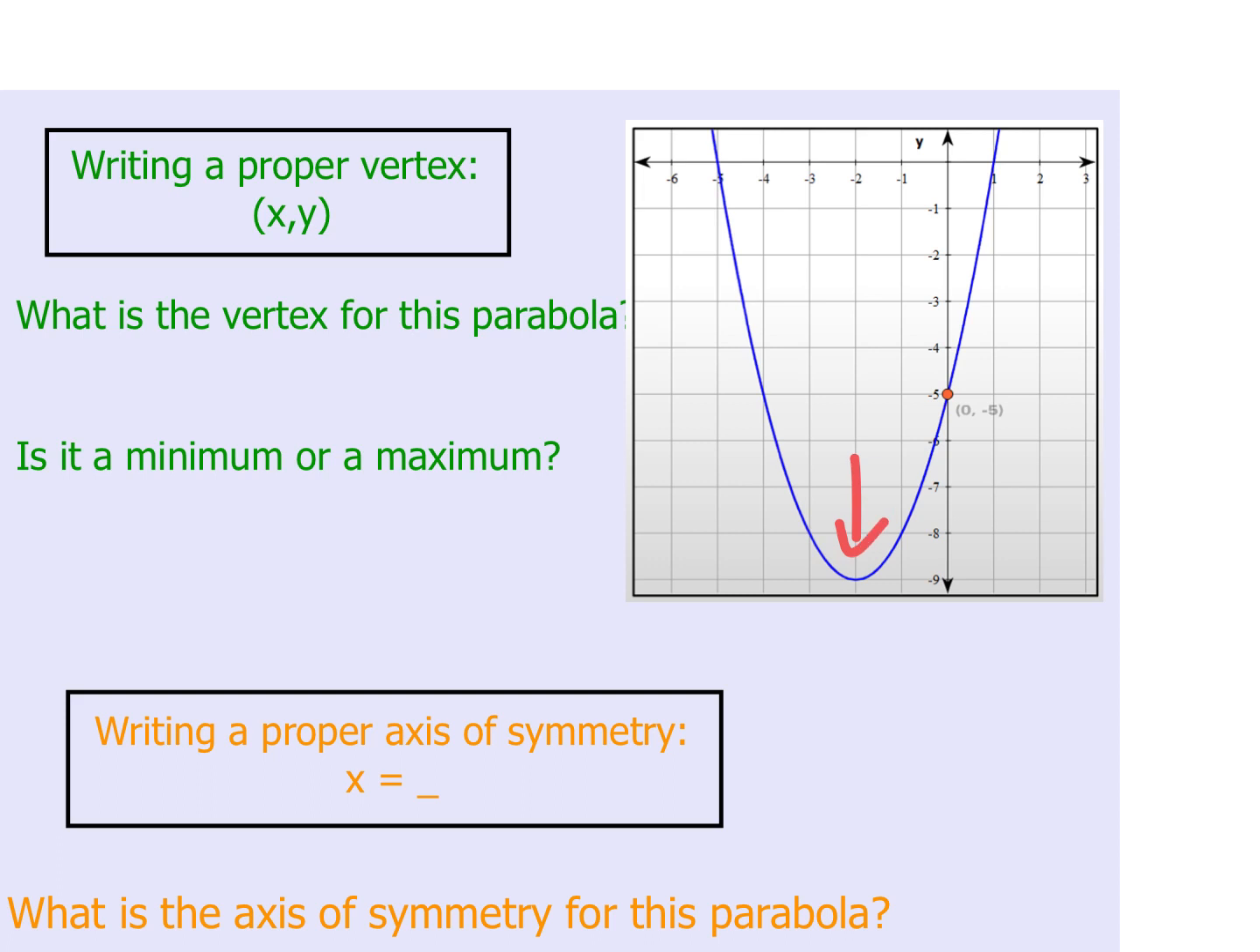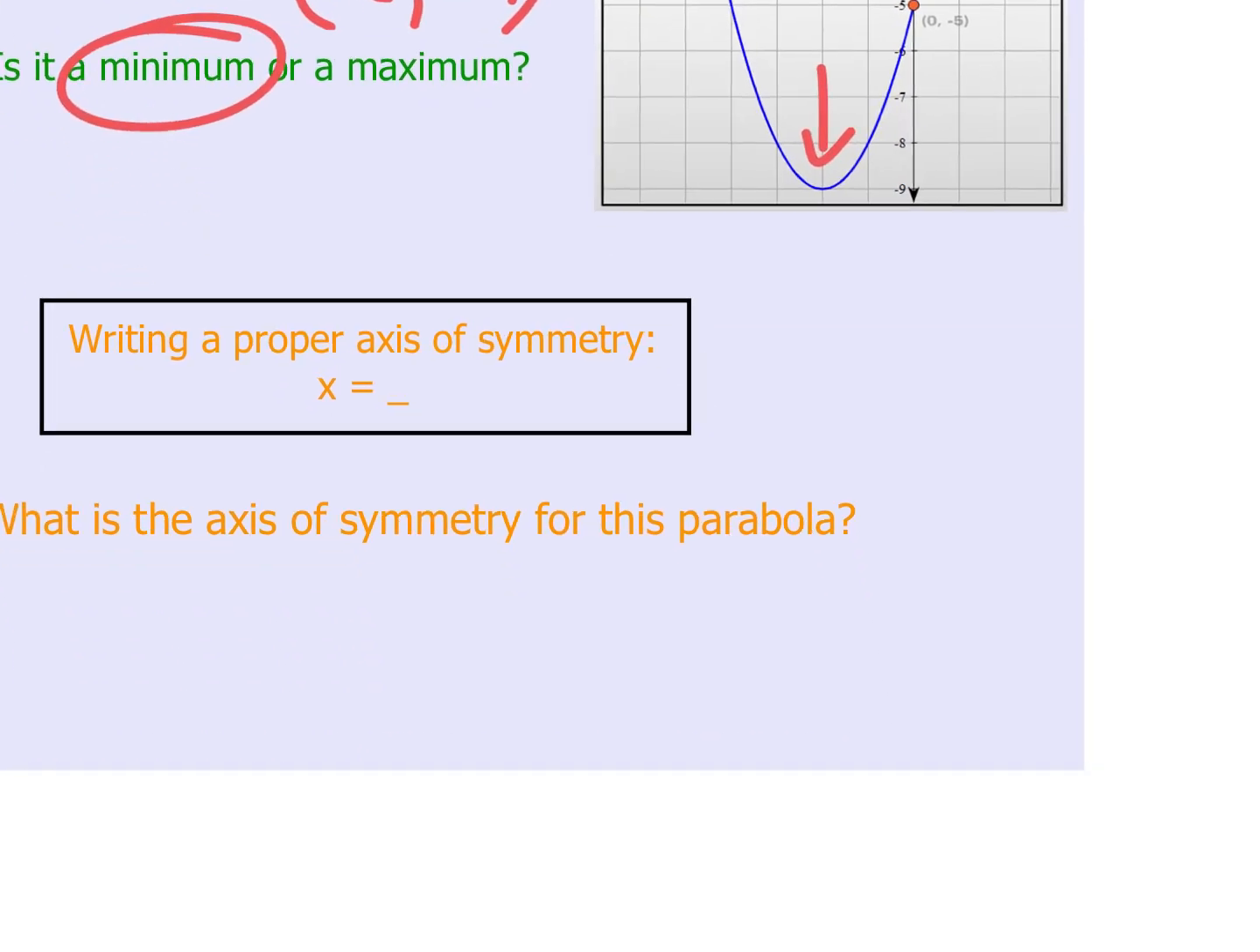That is the minimum on this parabola because it's the lowest spot. So it's a minimum. And it was at -2, -9. How many of you had that already? Cool. Then, axis of symmetry.